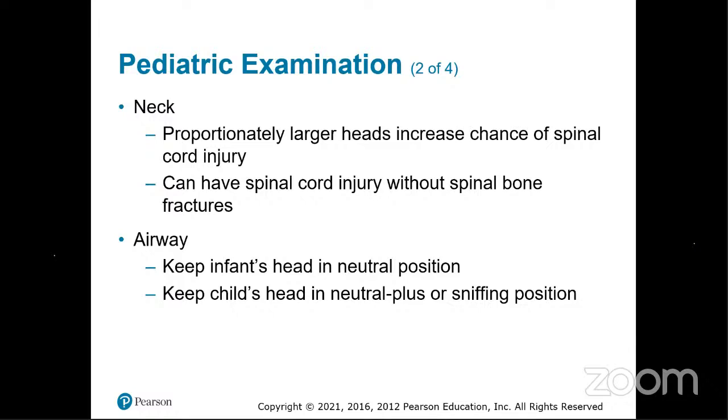Anyway, airway: keep the infant's head in a neutral position. Keep the child's head in neutral or sniffing position. So a lot of the times to do that, we're going to have to pad underneath their shoulder, something to let their little head go back. Same thing, it's the size of it compared to everything else.